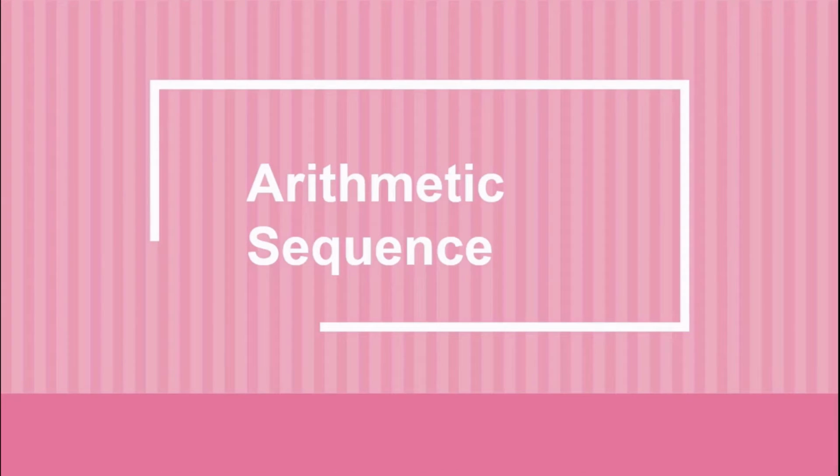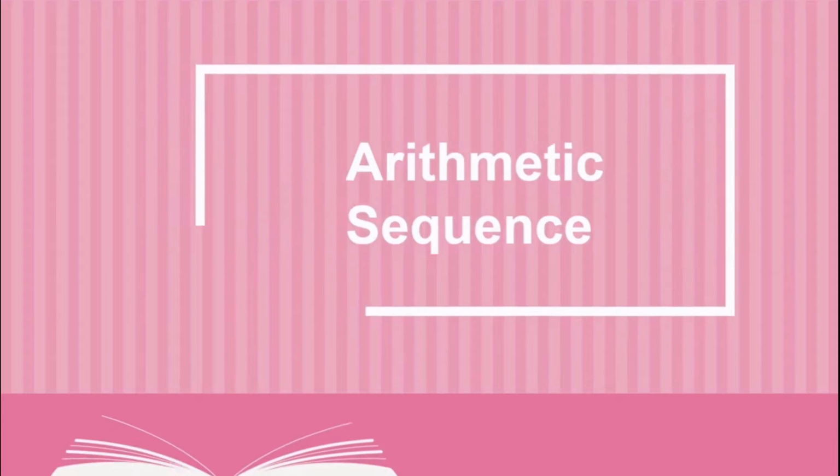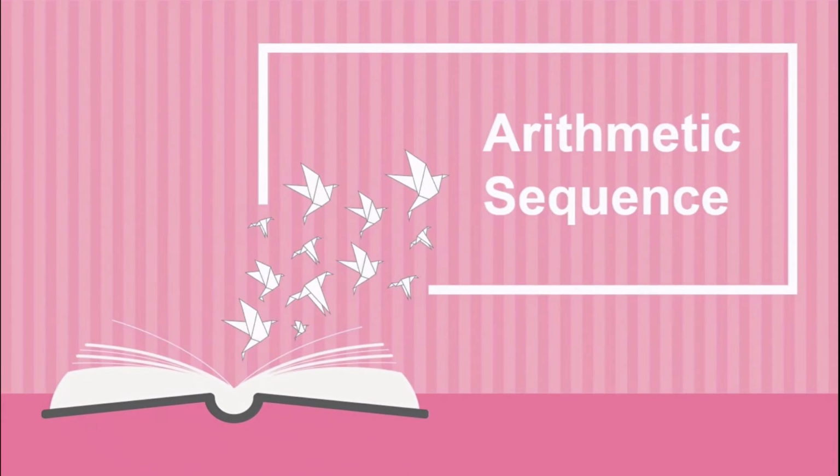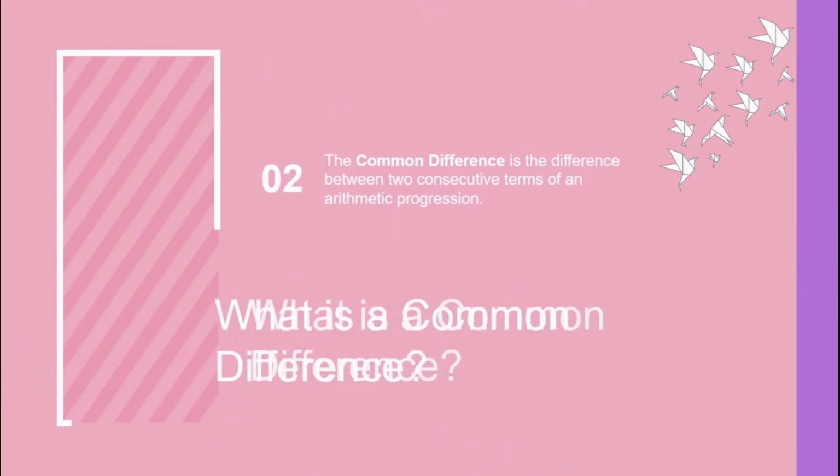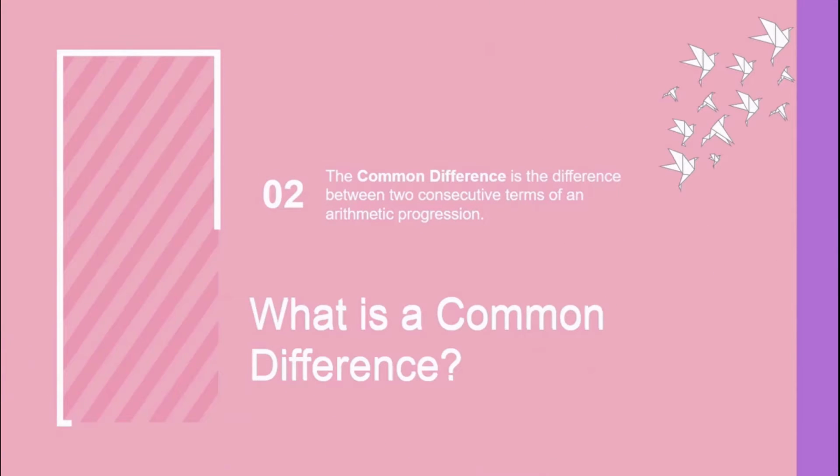Good day everyone. Today we will tackle the topic arithmetic sequence. Now, what is an arithmetic sequence? An arithmetic sequence is a sequence where every term after the first is obtained by adding a constant called the common difference. And that common difference is the difference between two consecutive terms of an arithmetic progression.